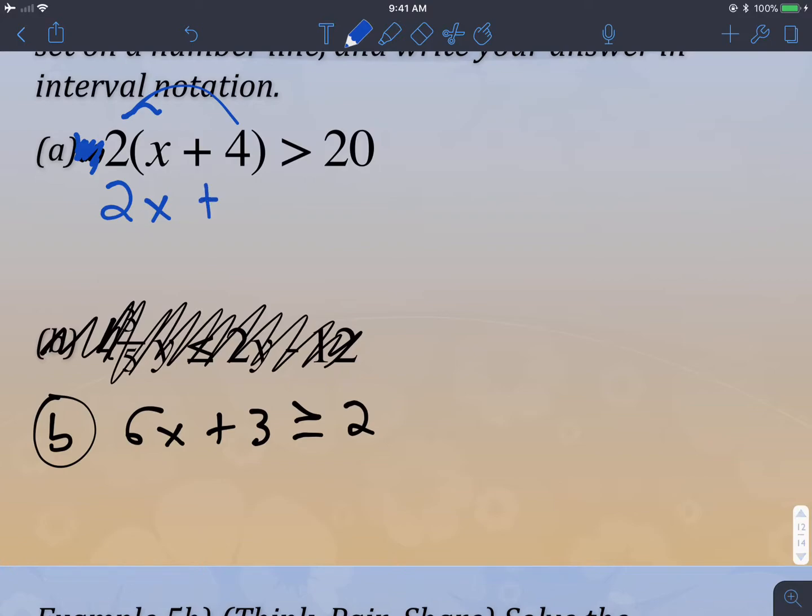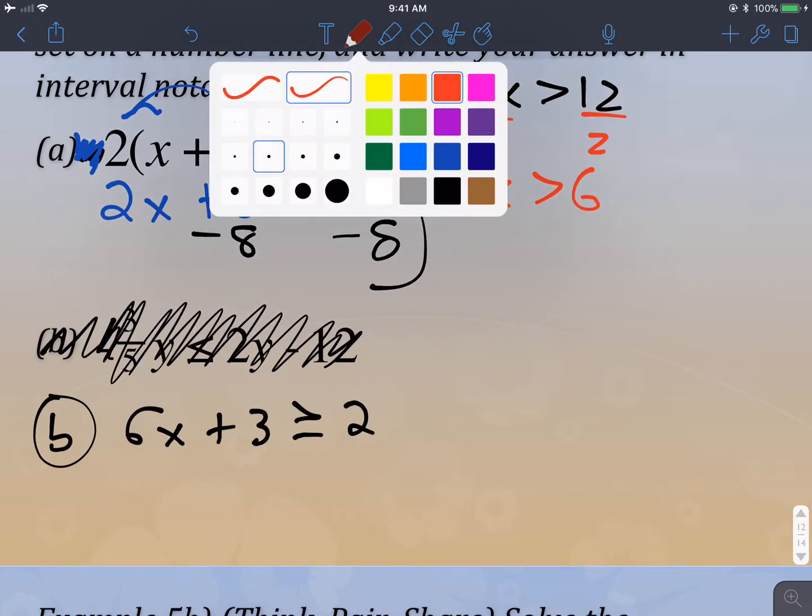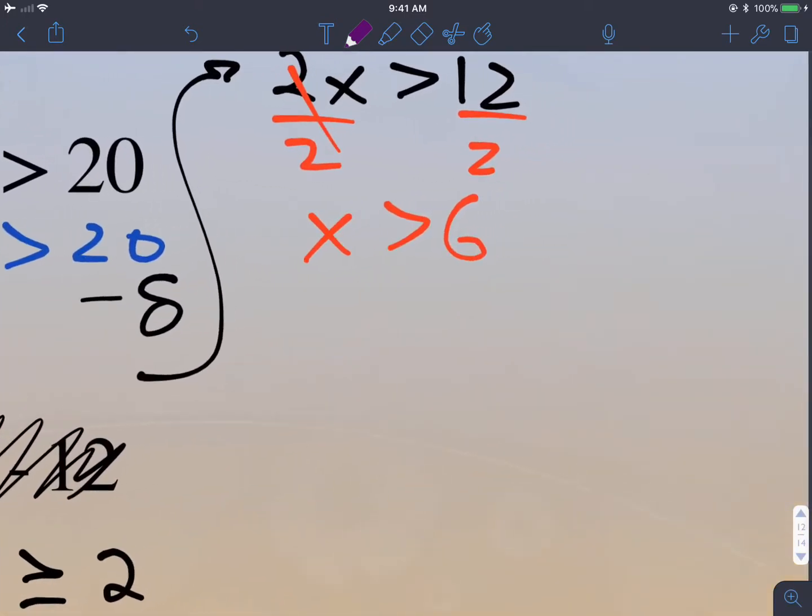2x plus 8 is greater than 20. Next step, subtract 8. 2x is greater than 12. Next step, divide by 2. X is greater than 6. Okay, let me do number line first. I kind of like that.